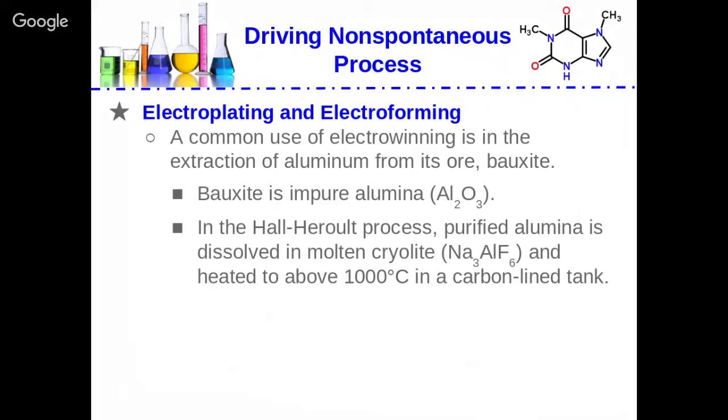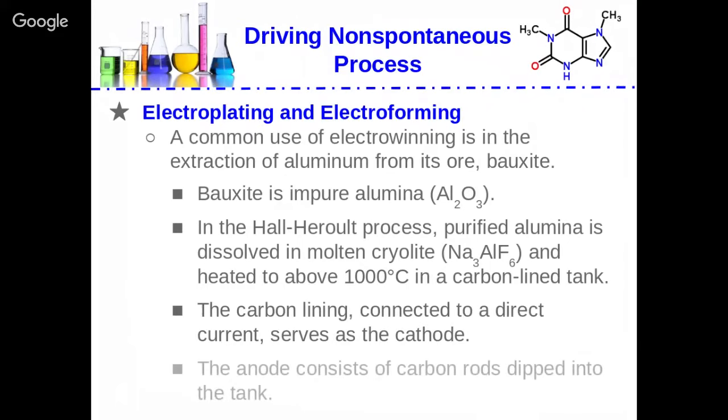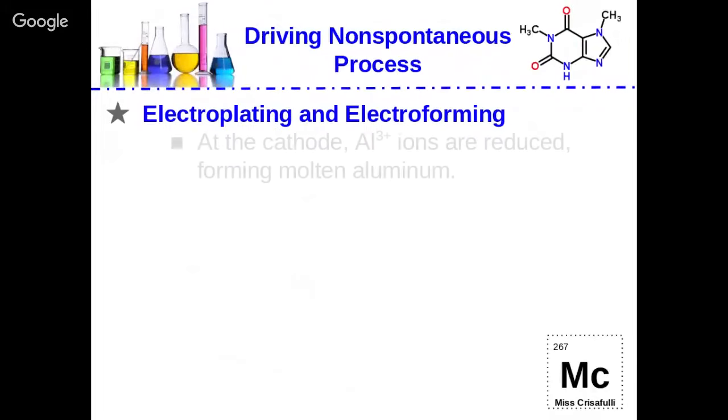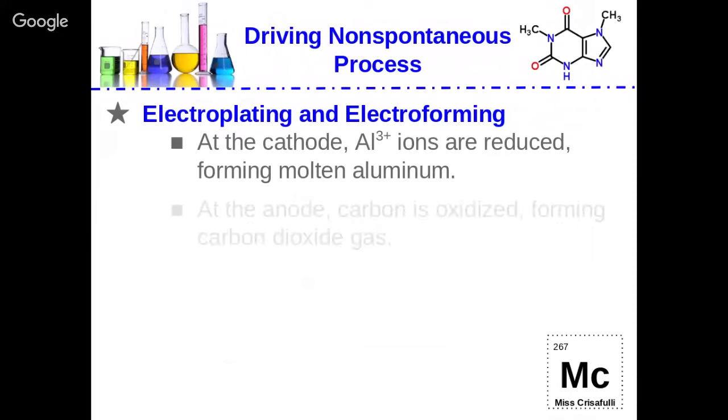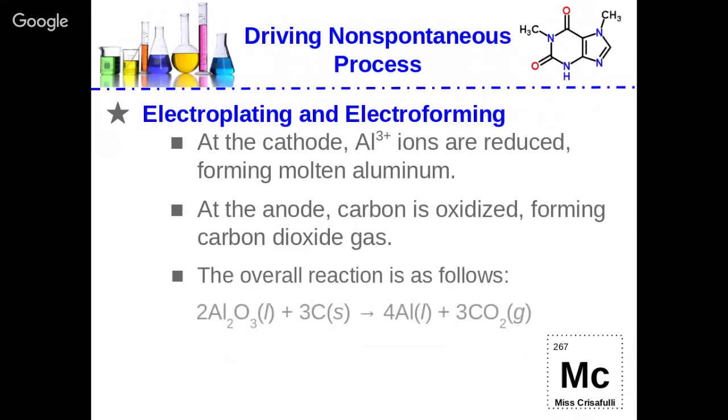Purified alumina is dissolved into molten cryolite and heated above 1,000 degrees in a carbon-lined tank. The carbon lining connected to a direct current serves as the cathode. The anode consists of carbon rods dipped into the tank. At the cathode, aluminum 3+ ions are reduced, forming molten aluminum, and at the anode, carbon is oxidized, forming carbon dioxide gas. The overall reaction is as follows.